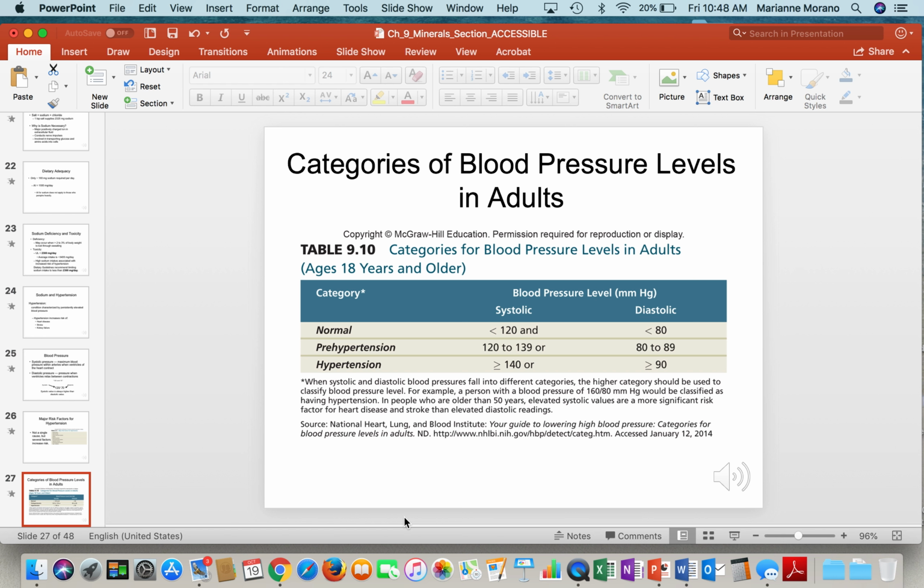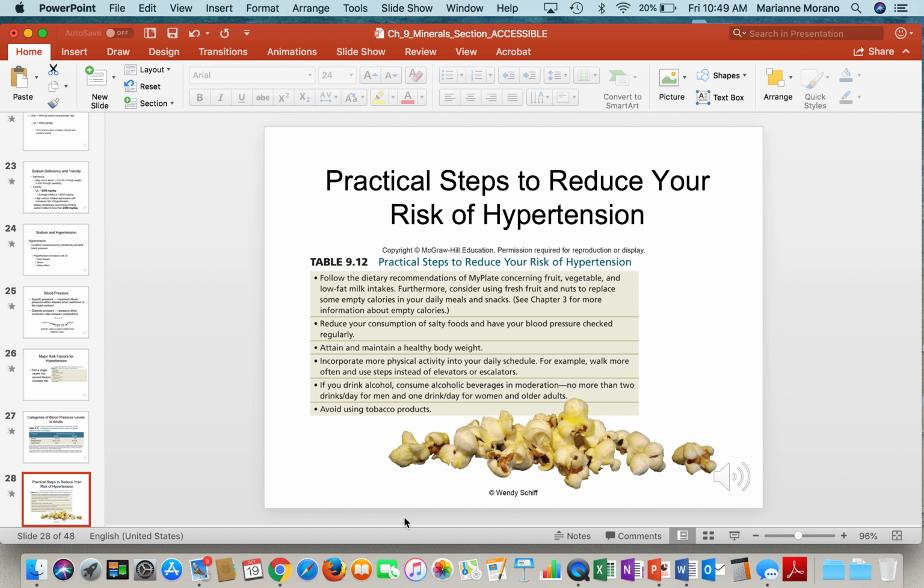And normal would be considered less than 120/80. Once we get to 120 to 139 as a systolic, or 80 to 89 as a diastolic, we start to have prehypertension. Here's where we can make lifestyle changes that would help us to prevent getting full-blown hypertension. And Table 9.12 has great steps.